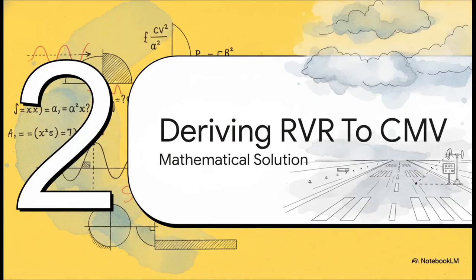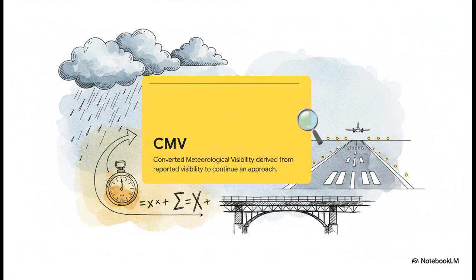Moving right along to Section 2, deriving RVR to CMV, the mathematical solution. So, the crucial piece of the puzzle here is understanding what CMV actually is. It stands for Converted Meteorological Visibility. When that RVR isn't reported, the regs say you can derive the CMV straight from the reported visibility. It's a value that the book considers perfectly equivalent to a runway visual range, and this equivalent value is exactly what legally allows us to commence or continue our approach all the way down to our applicable DA or MDA. Think of it as a literal mathematical bridge from your weather report directly to your approach minimums.